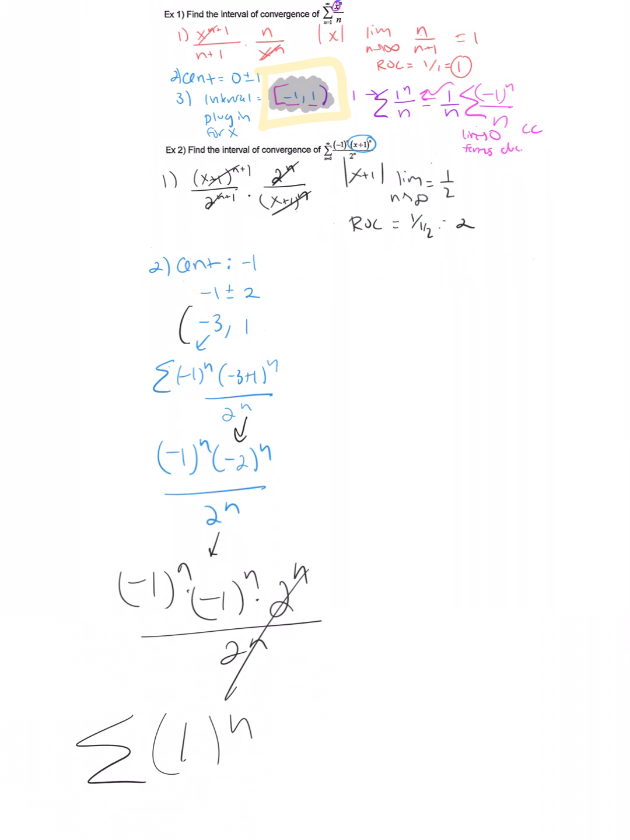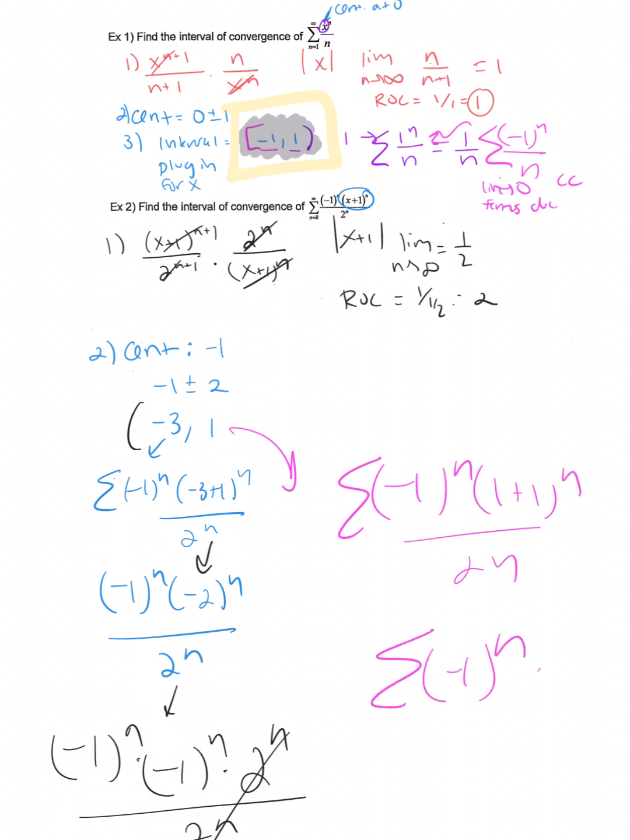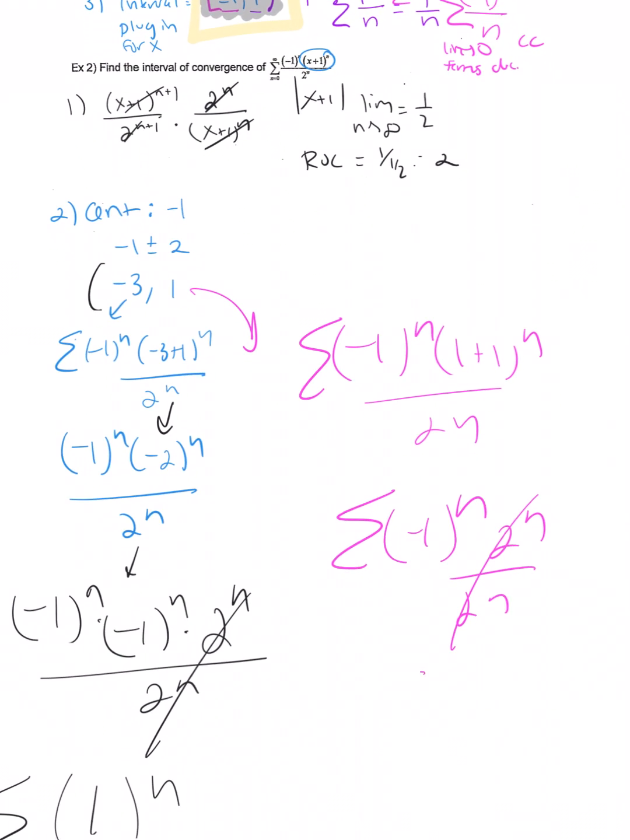Let's switch colors to plug in positive 1. We're going to have (-1)^n, and then (1 + 1)^n all over 2^n. So we have (-1)^n and then 2^n all over 2^n. Those clearly cancel out, and we're left with (-1)^n. We're literally alternating negative 1, positive 1, negative 1, positive 1 continuously, which clearly is also going to diverge.